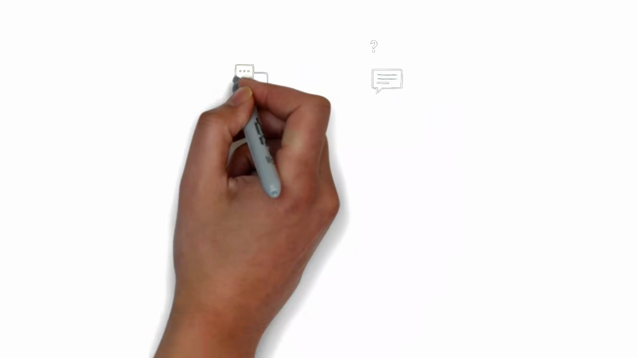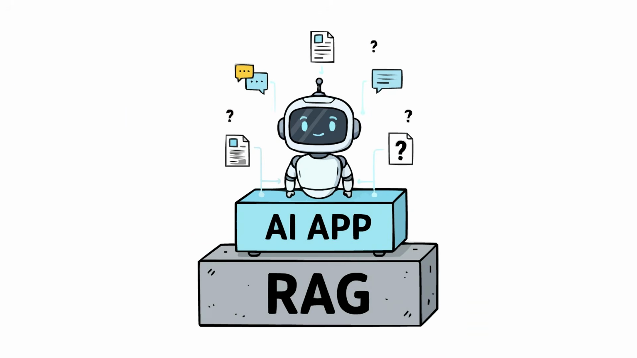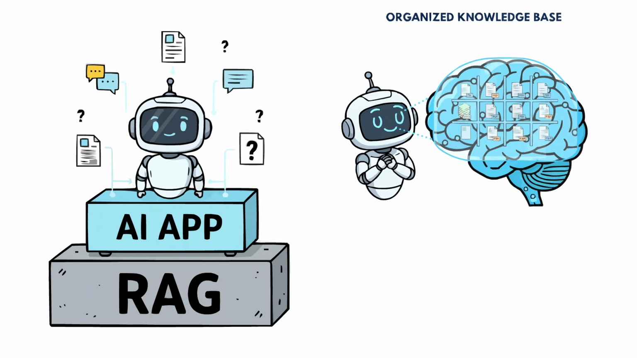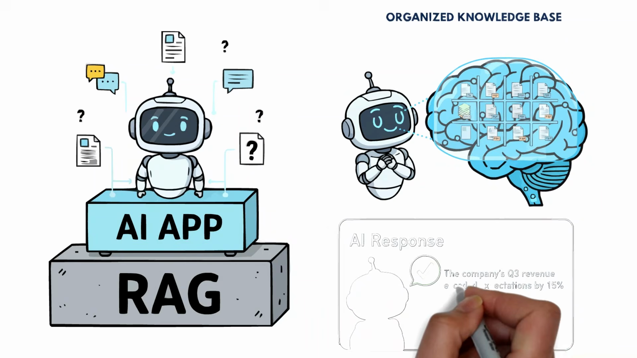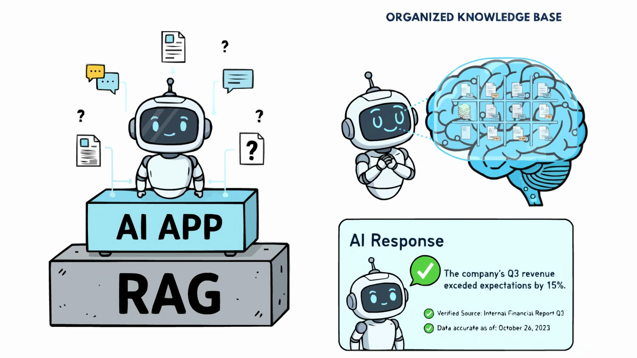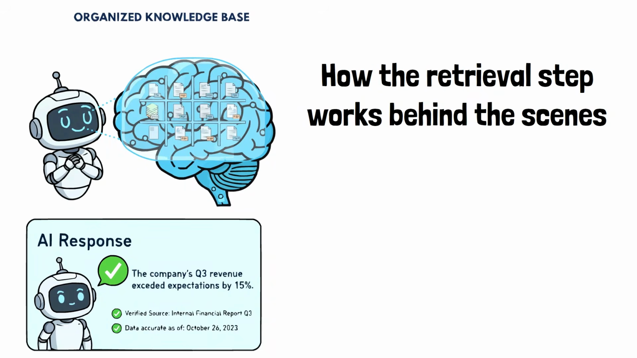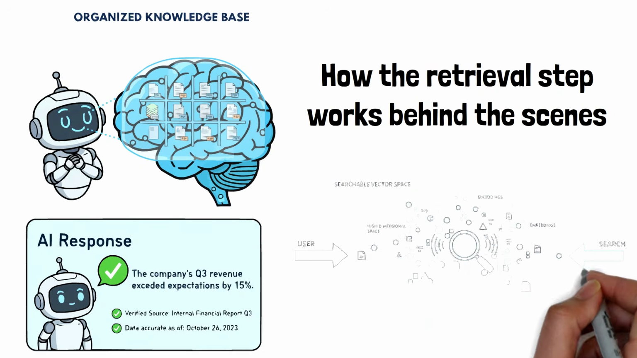RAG is the foundation of factual, context-aware AI products. It connects language models to private data, gives them practical memory, and significantly reduces hallucinations. In the next episode, you'll learn how the retrieval step works behind the scenes and how embeddings and vector databases make this possible.